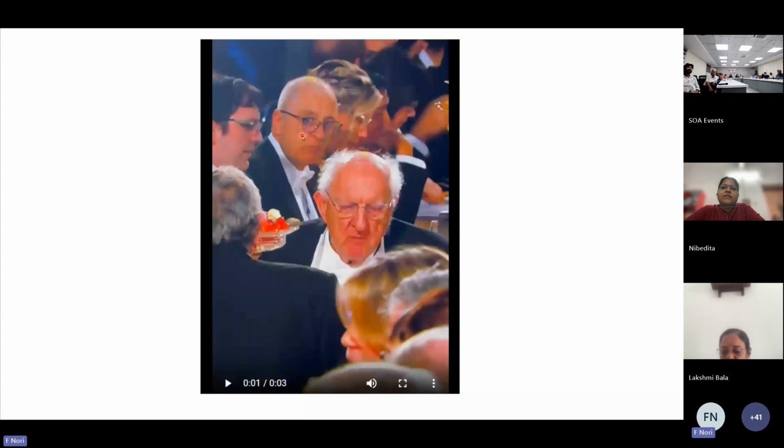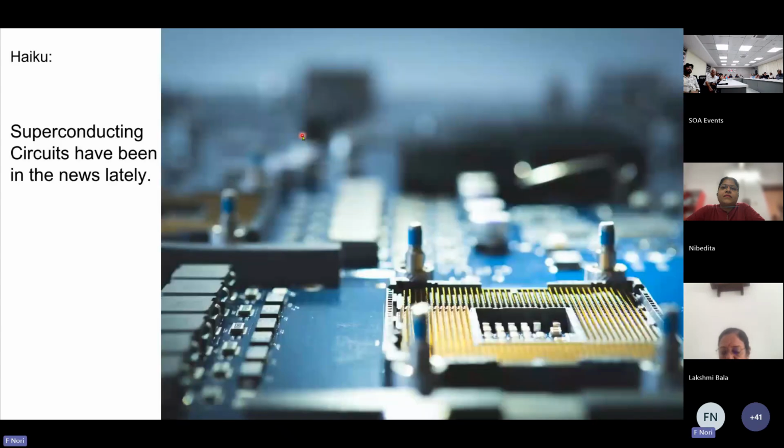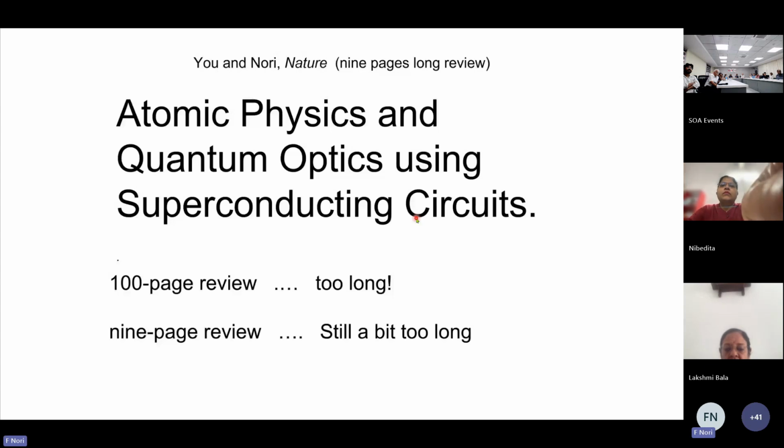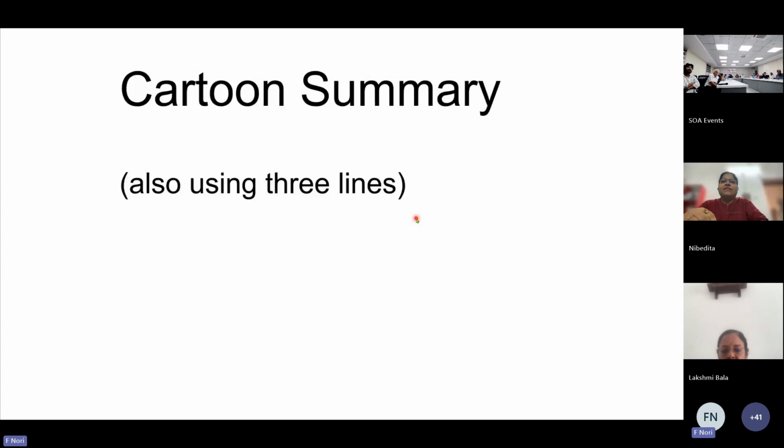So therefore, you got to see, superconducting circuits have been in the news lately. So let's explain the important significance of this. If you're interested, there is a 9-page review in Nature by a former postdoc of mine and myself on atomic physics and quantum optics using superconducting circuits. And then we also have a 100-page review if you want to see it, and also the 9-page review. And if you want to see a cartoon of it, some people say they want to have only a 1-slide summary. This is it. The cartoon summary, also using 3 lines, is coming now.